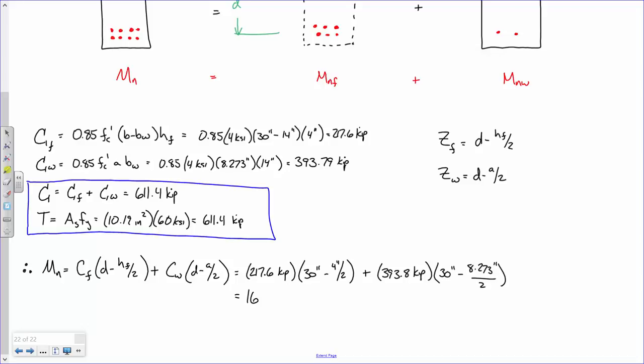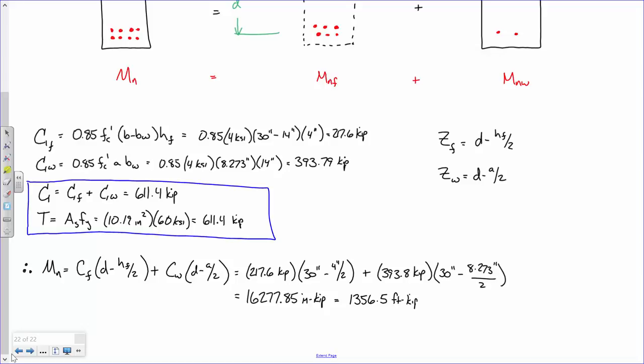All right, so 16 what? 277.85. So 85. Okay, and what are the units? Inch kips. Okay, do I have a second on the calculation? Yep. All right, now how do I turn that into foot kips? Divide by 12. So what is that divided by 12? 1356.5 foot kips. Now that's MN.